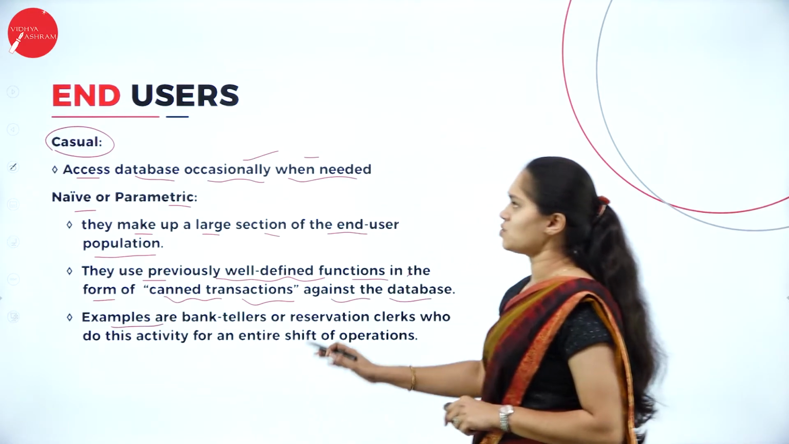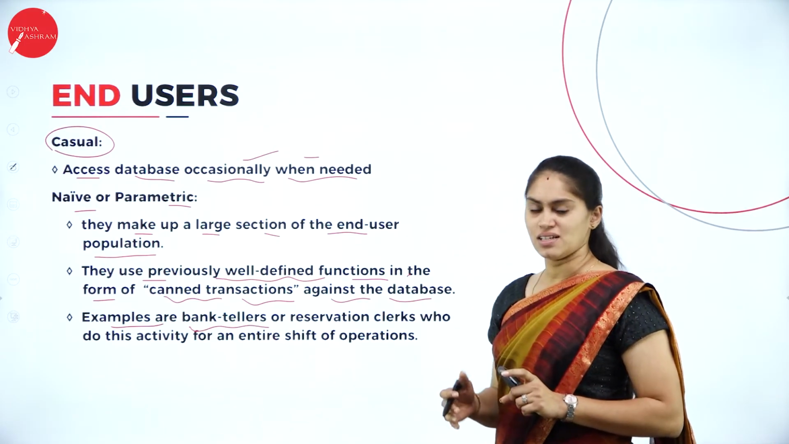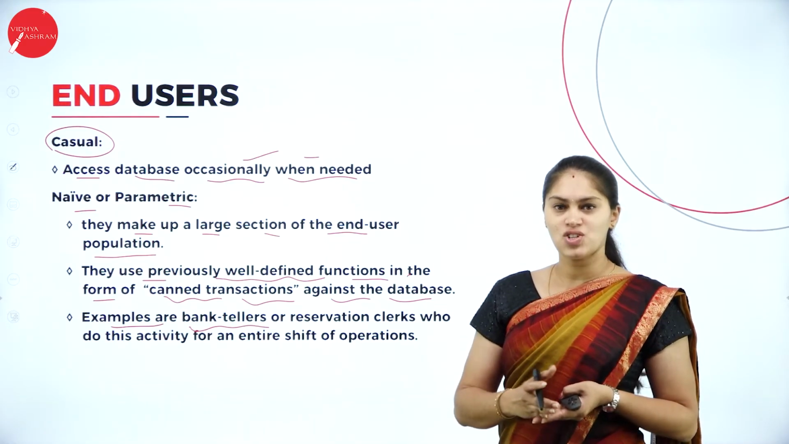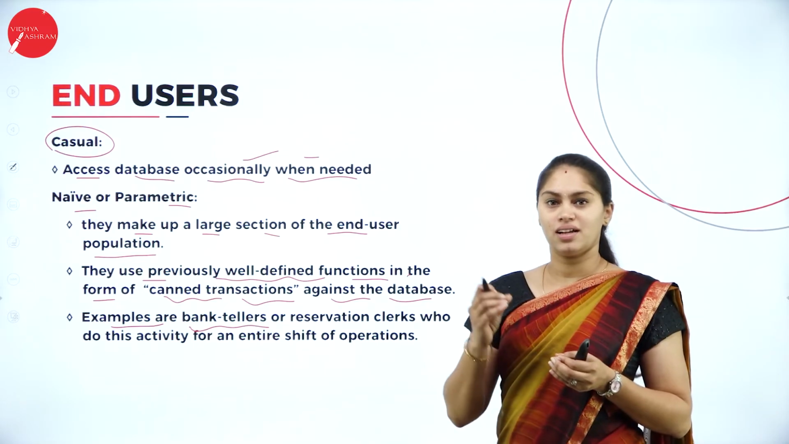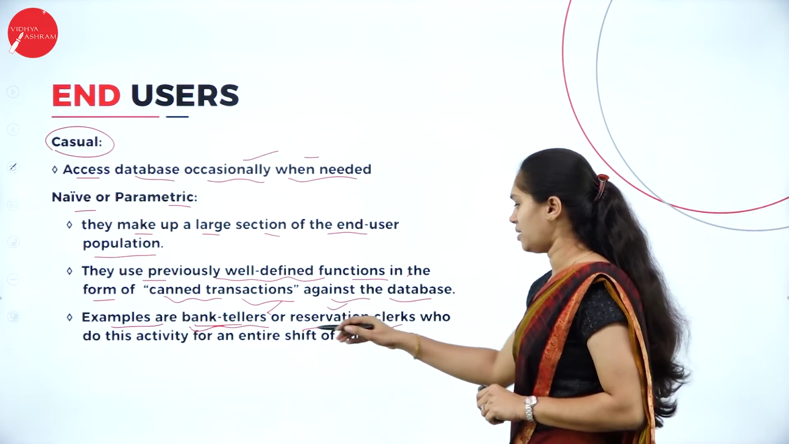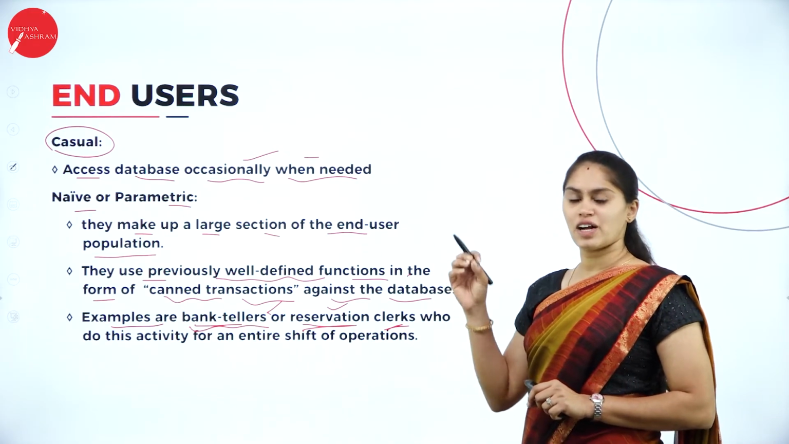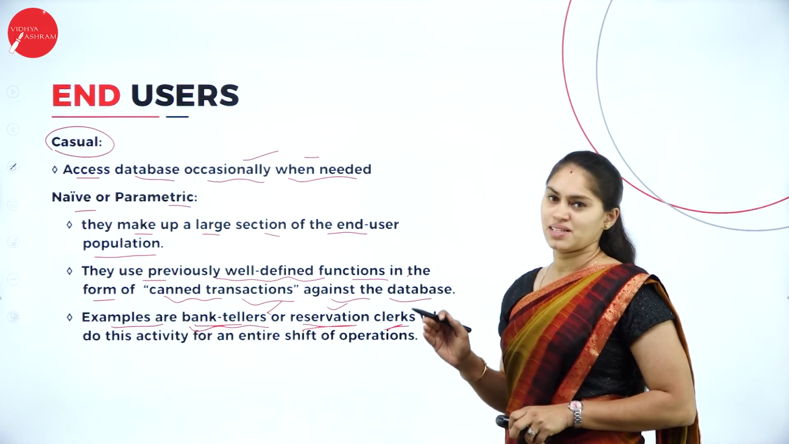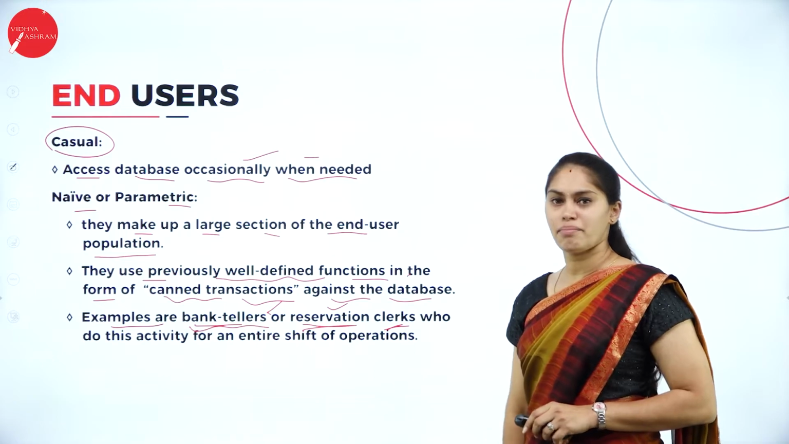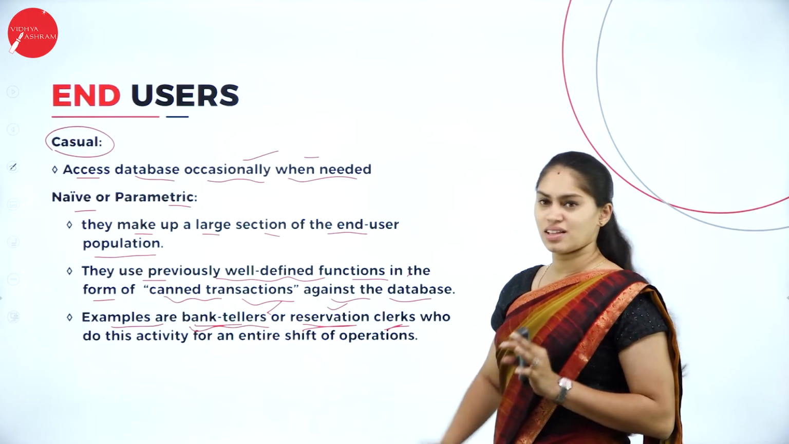Then what examples can we take for these naive or parametric end users? You can take the example of bank tellers. For a transaction to be stored in a database, they have their own application and use it on their particular basis. You can take the example of bank tellers, ATMs, and reservation clerks. They use the same software and update the same database on a daily or regular basis. They know how to use a particular database, that is the parametric part. Based on some content or some specific application, they are all using the database.